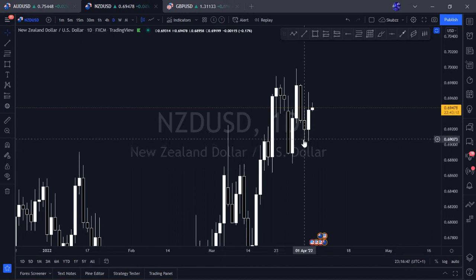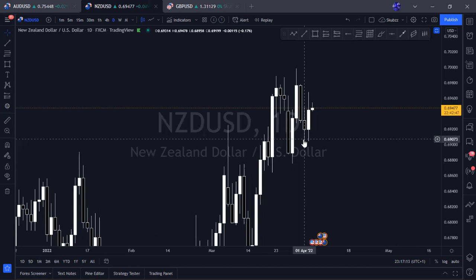Before I actually dive in, I would like to say that I'm more of a structured trader. I use market structure and price action, and sometimes indicators to add to my confluences.